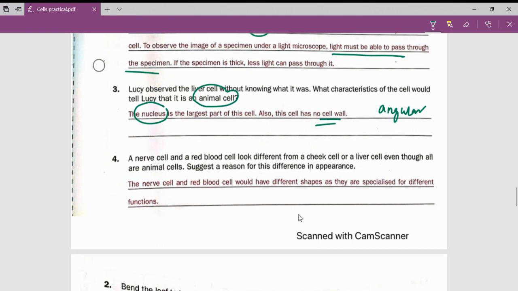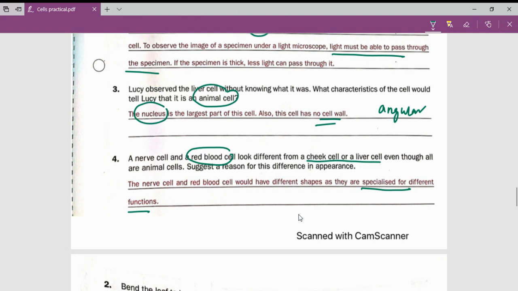The nerve cell and red blood cell will look different. Okay, it definitely will look different. Maybe I can show it to you when you come back to class, or you can view it in Google or your textbook. The red blood cell looks really different. Okay, a bit concave in the center. Okay, because they have specialized functions. Okay, because it has to meet the function, it is designed in that way. Okay, biconcave in nature and so on.